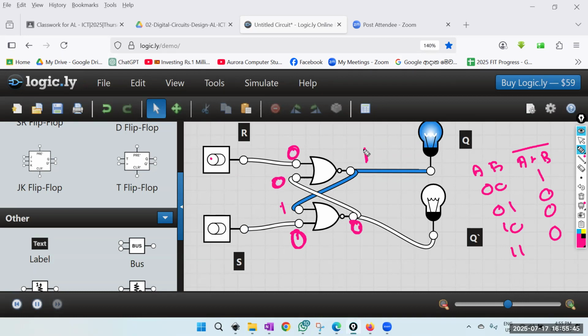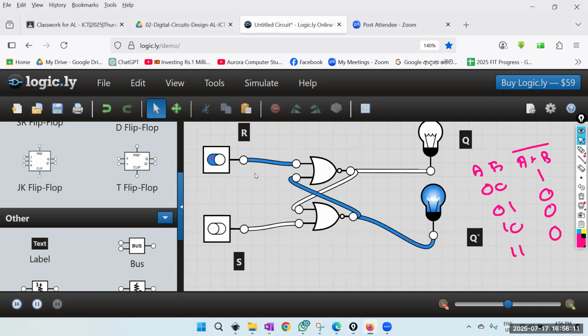When both are 0, it is 1. And that 1 comes here. When at least one is 1, it is 0. And you can see it still remains Q 1, Q dash 0. So that is how you explain memory. Similarly, you should be able to explain what happens when you reset.